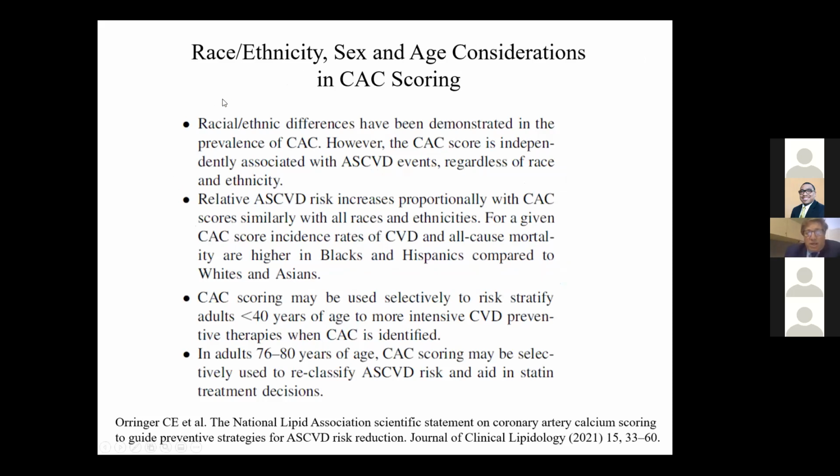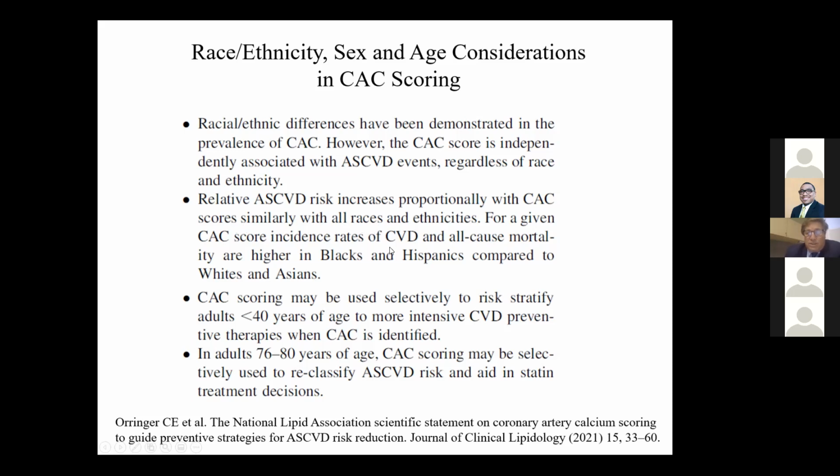Again, from the Multi-Ethnic Study of Atherosclerosis, when it comes to race, ethnicity, sex, and age considerations, racial and ethnic differences have been demonstrated in the prevalence of coronary artery calcium. However, for all groups, the calcium score is independently associated with events regardless of race or ethnicity. The relative risk score increases proportionally with higher calcium scores.